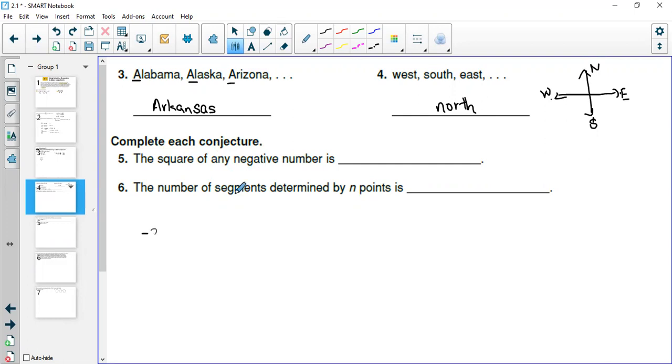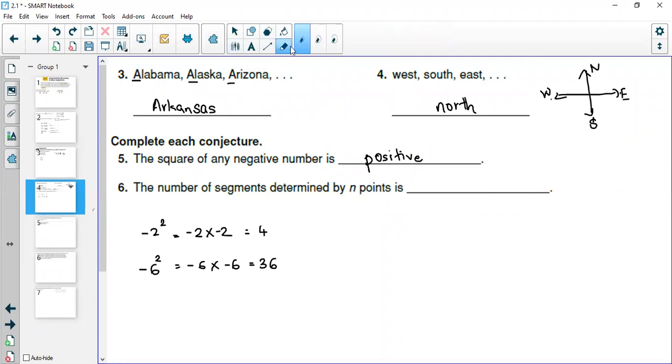Okay, so if I would say negative 2 squared, now you know this means it's going to be negative 2 multiplied by negative 2. Also you are well aware that if you multiply two negative numbers, your answer is going to be a positive one. So negative 2 squared is positive 4. How about negative 6 squared? Which means it's going to be negative 6 multiplied by negative 6. Again, when you multiply two negative numbers, your answer is always going to be positive. So we don't need to do anything further because now we already know the square of any negative number is positive. And this is how you complete conjectures.